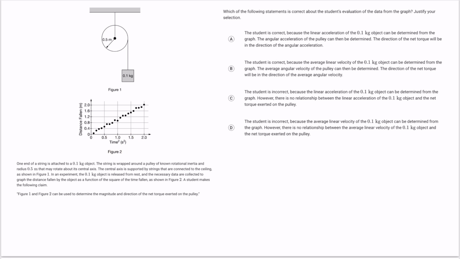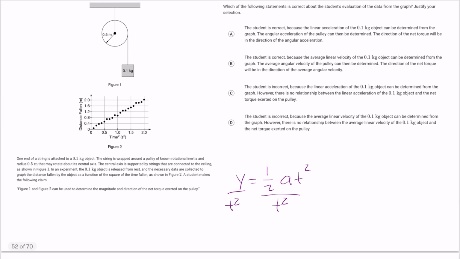kinematic equation. I'm going to use y for distance. y is equal to 1/2 a t squared. This is one of the kinematic equations with constant acceleration. And the reason why I brought this up is because I recognize that if I divide both sides by t squared here, then I have the slope of my graph. I have distance over time squared.